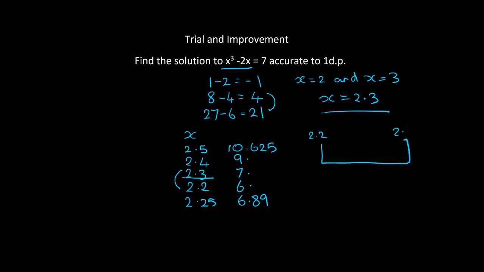Another way of just looking at that, 2.2 here, 2.3 here, 2.25 here. This one is too low, this one is too low, this one is too high. So the answer must be somewhere in here, but all of the answers in that section would round to 1 decimal place. They would round to 2.3. So that's trial and improvement.